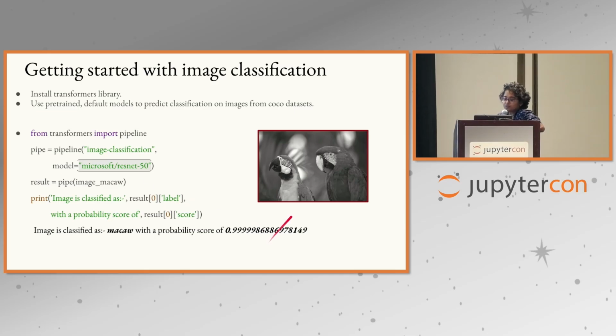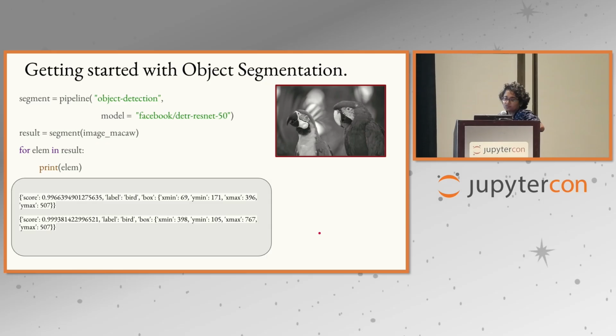Now, if I wanted to segment these birds, all I need to do is change the task to object detection. But because it's a different task, the model is different. The same rule applies: specifying the task is essential, and for the model, if you do not specify, a default model will be pulled in. Same thing, the image is passed through this segment pipeline, and I have the result like it shows up in segmentation models. You have a probability score, you have a label, and you have the bounding box. So 2 birds were identified with a probability score of 1.